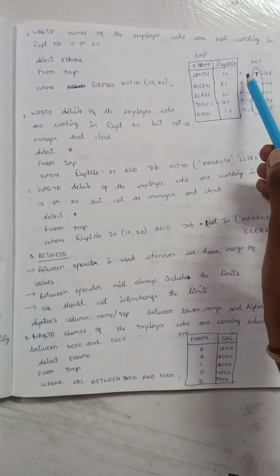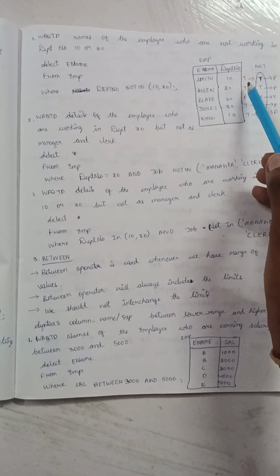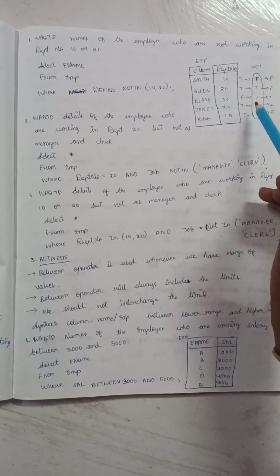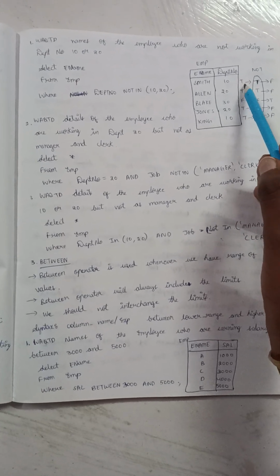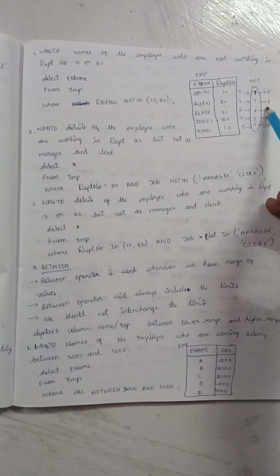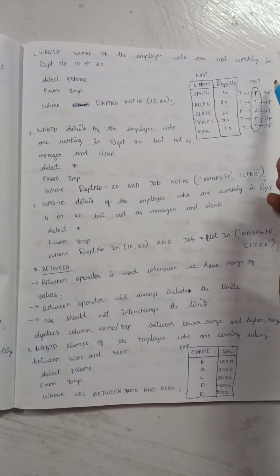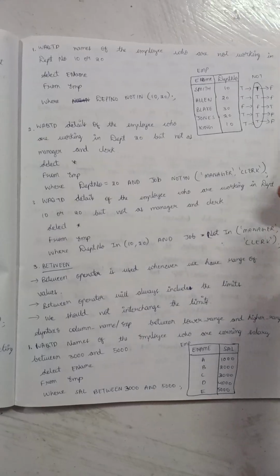Earlier, the IN operator would check the condition. The NOT IN operator reverses the condition. So where it was true earlier, it will be converted into false. True, false, false, true, true, false, true, false. So it will be the opposite of the IN operator.